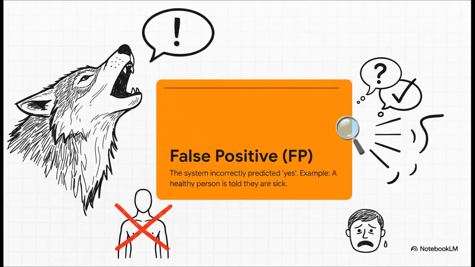All right, now let's get into the errors. A false positive. This is when the system cries wolf. The truth is no, but the system yelled yes. It's a false alarm. So a healthy person gets the scary news that they might be sick. This causes a ton of unnecessary stress, for sure. But hey, at least the real problem wasn't missed.